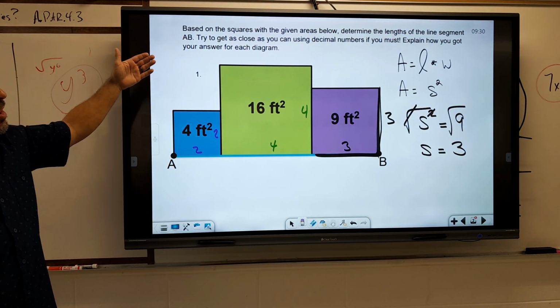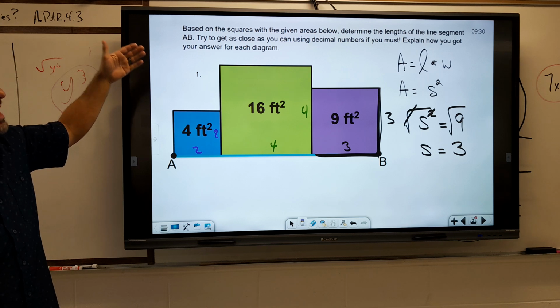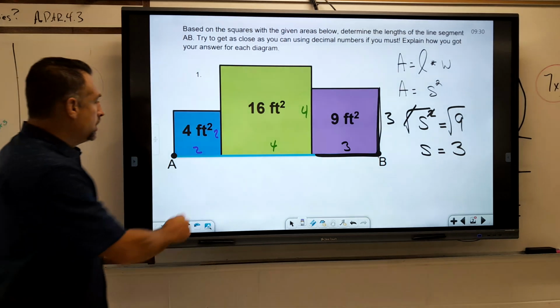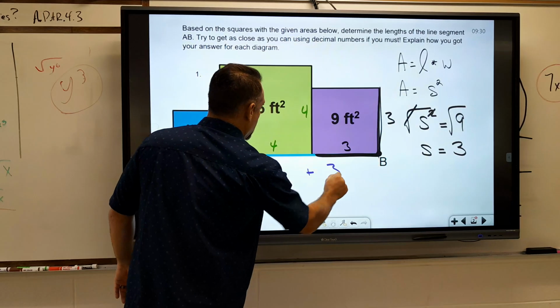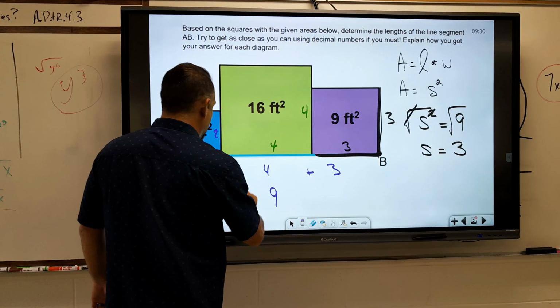Do you add it? Determine the length of the line segment AB. 2 plus 4 plus 3. AB is 9.